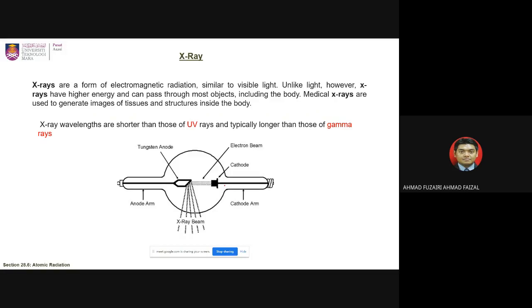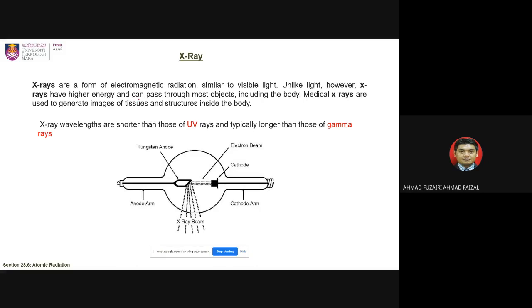At least you need to know what X-ray is, because X-ray is a very important application, very important knowledge for you, because you have already encountered it. When you came to ASASI, or maybe from your secondary school, you did some medical checkup, so they asked you to do an X-ray. So what is X-ray?